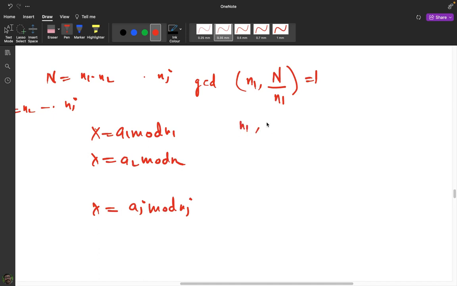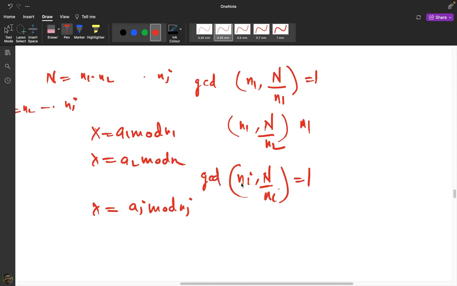And similarly, what would be the GCD of n1 and n by n2? Now n divided by n2 will always contain n1. So their common factor is always n1, so definitely their GCD will be n1. So n1 will be dividing n divided by n2. These are some simple observations which we can make. But you know that ni and n by ni will have no common factors and their GCD will always be 1, because I am just cutting out that ni factor from this expression.